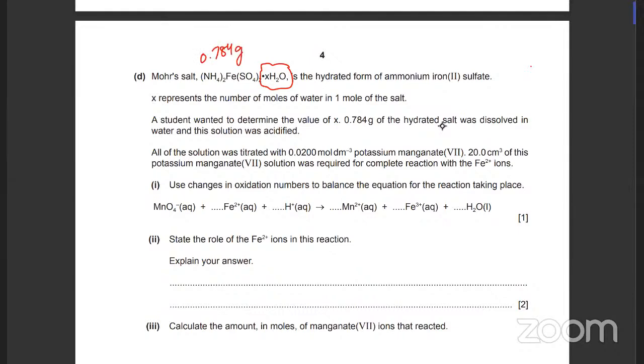Make sure you draw a sketch for this. The salt is dissolved in water and the solution was acidified. All of the solution was titrated with 0.02 mol per dm cubed potassium manganate(VII). So you have the solution at the bottom, and the potassium manganate, KMnO4, is added from the top.